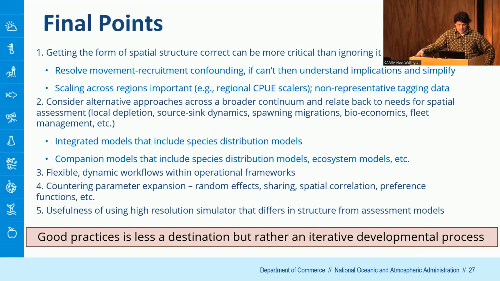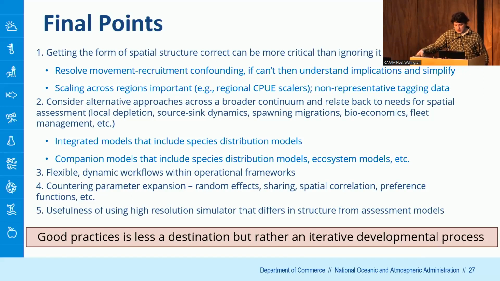And I talked about using that hybrid approach in an integrated manner as well as a compendium of approaches working together. Building flexible dynamic workflows within operational frameworks. And then also countering the inevitable parameter expansion that we come with when we start expanding to space. Also trying to incorporate time varying processes.